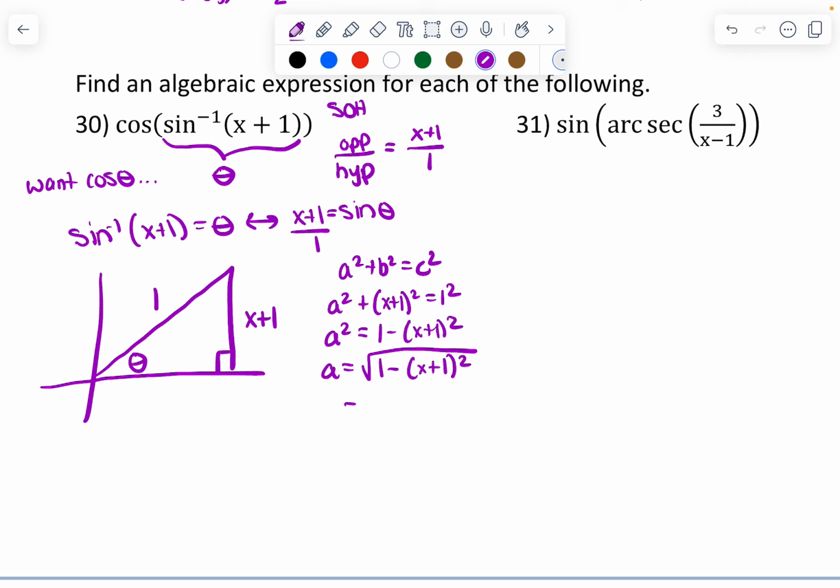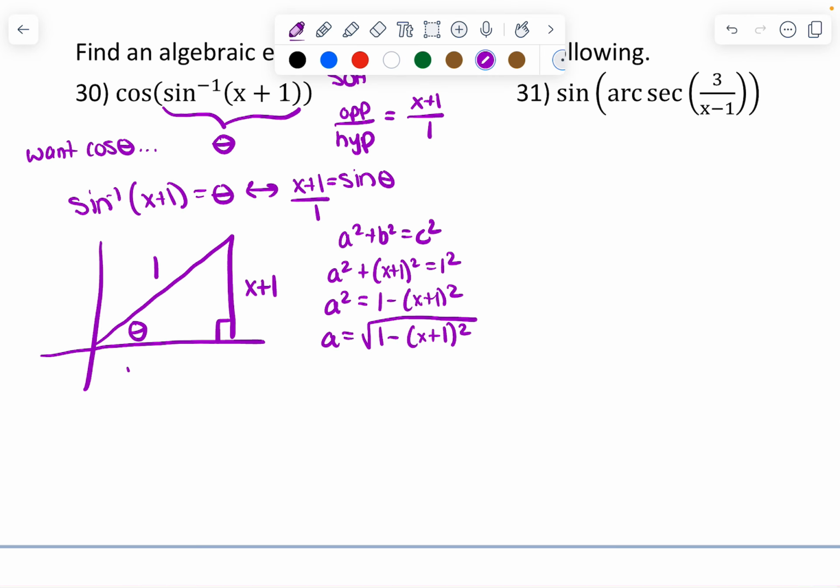Now, you cannot distribute the square like that. You can only apply this rule to monomials. Right now, we have a binomial under our square root. As soon as you get a subtraction or an addition sign under that square root, you cannot just apply that property. It'll have to stay this way. So my suggestion is do not reduce. Just leave it as is. So our adjacent side is the square root of 1 minus x plus 1 squared.